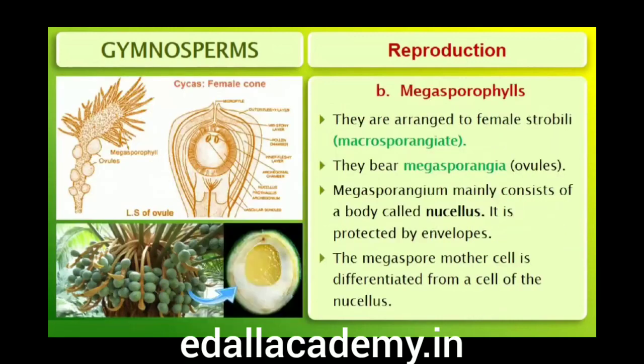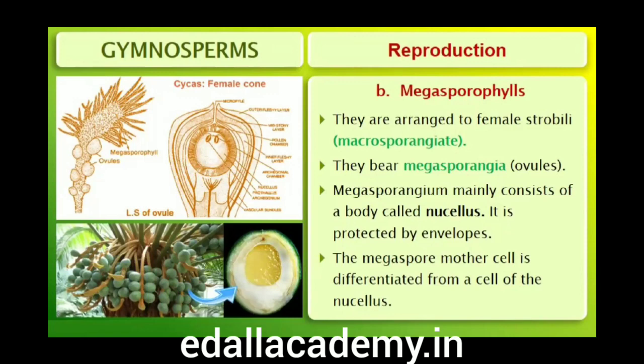The megaspore mother cell is differentiated from one of the cells of the nucellus. The nucellus is protected by envelopes and the composite structure is called an ovule. The ovules are borne on megasporophylls, which may be clustered to form the female cones. The megaspore mother cell divides meiotically to form four megaspores. One of the megaspores enclosed within the megasporangium develops into a multicellular female gametophyte that bears two or more archegonia or female sex organs. The multicellular female gametophyte is also retained within the megasporangium.